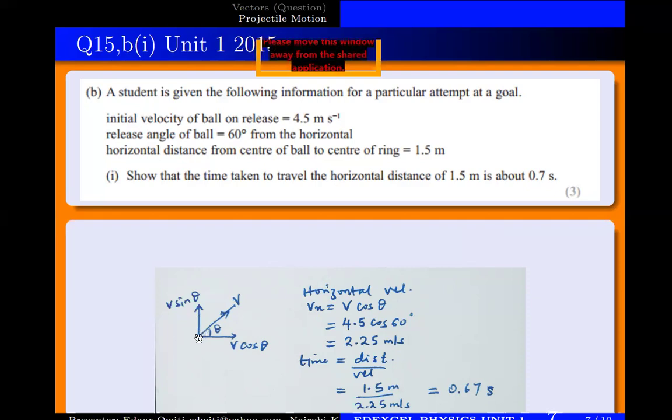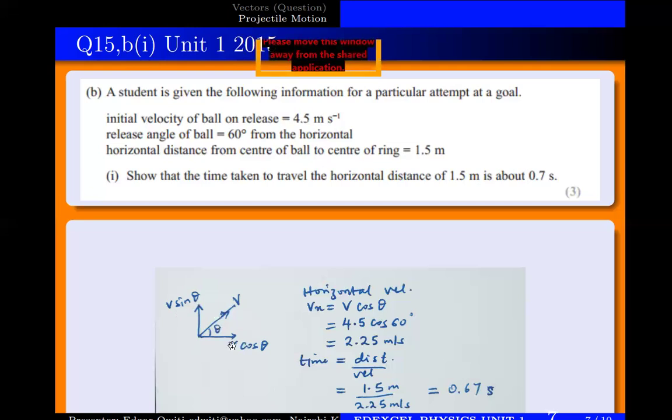you must be able to resolve the velocity into two components. If a velocity is projected at an angle, then that velocity must have a horizontal component and a vertical component. So the horizontal component is usually v cosine of theta, and the initial vertical component is v sine of theta.